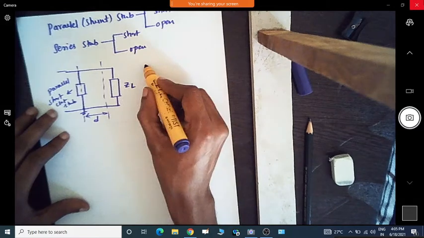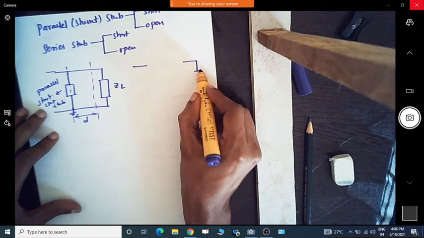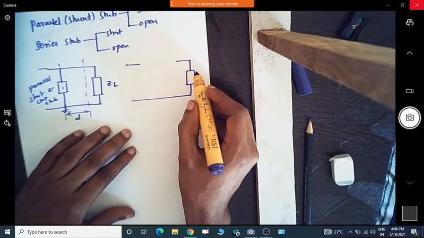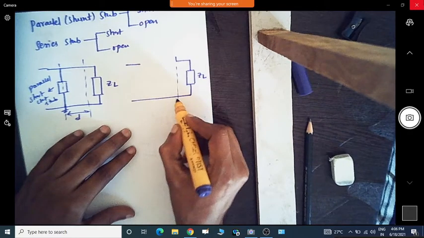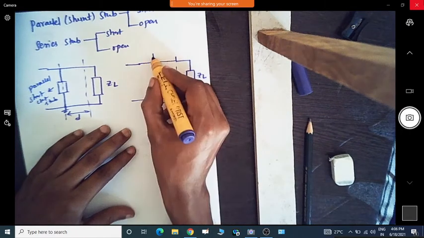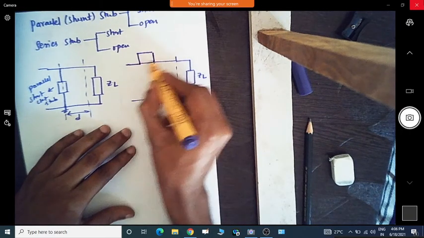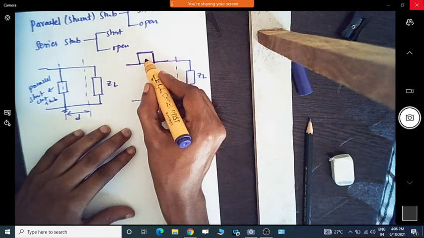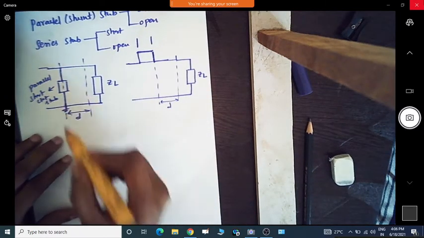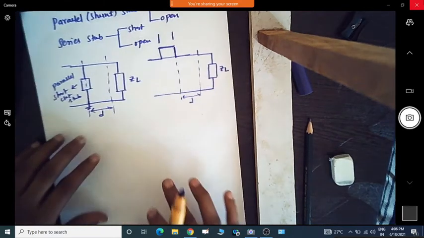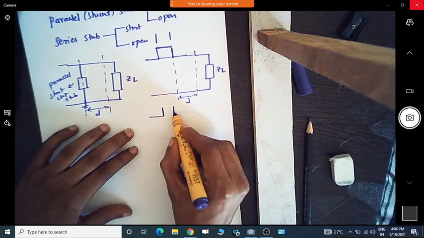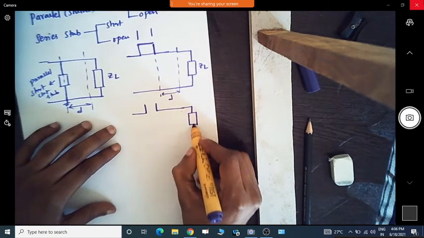Okay, now similarly we have the series stub which is short or open. So let us take ZL here. So now at distance d, either a short circuited stub, let us take like this. So this we can call the short circuit. Now if I just put like this, it is an open circuited stub. And here if I remove this connection, it will become an open stub. Okay, so these four configurations are there. So let us write that also. This is an open circuited series stub.